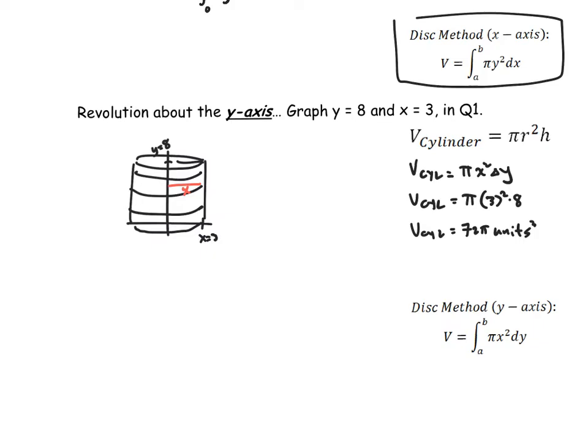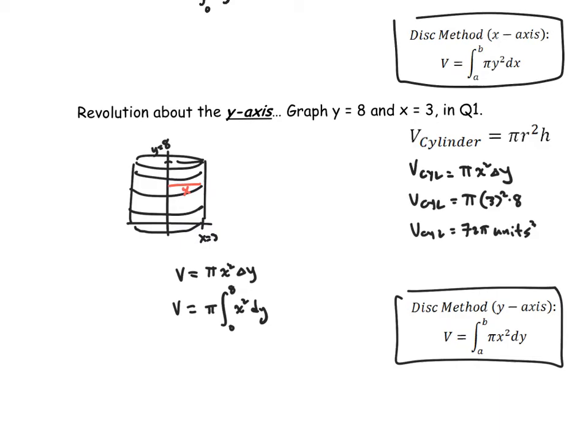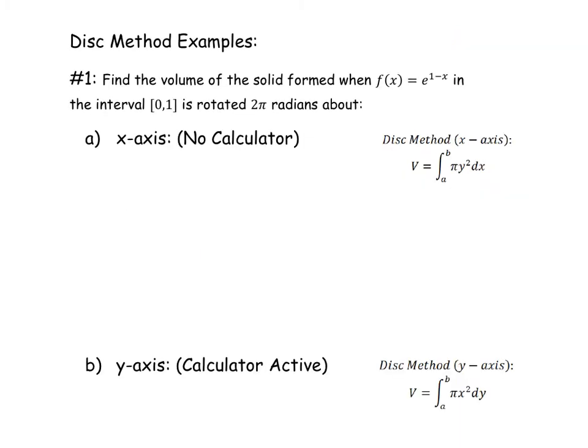So generalizing that, the volume in this case will be pi x squared delta y, which just means that we're going to take pi times the integral from 0 to 8 of x squared, which is 3 squared, times dy. Okay, so we can generalize yet again. Anything that's being revolved horizontally, okay, specifically around the y-axis, we can use that formula. Okay, let's try a couple of examples.